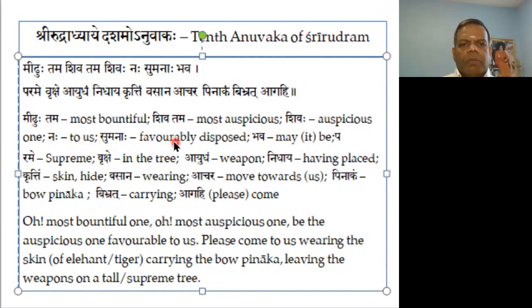Miduhutama, Shivatama, Shiva, Subhana Bhava. Okay. So we are asking the Lord to be favorably disposed towards us.